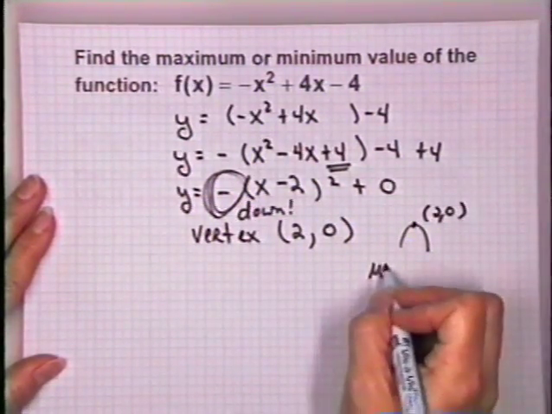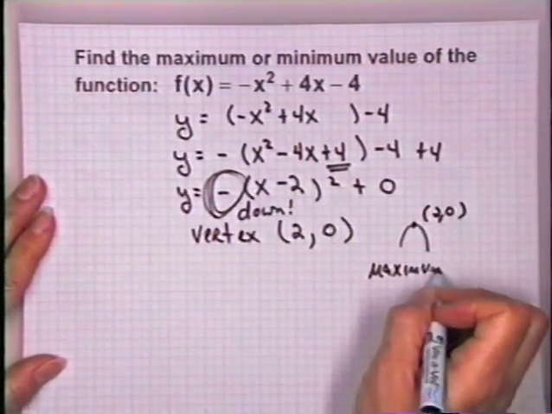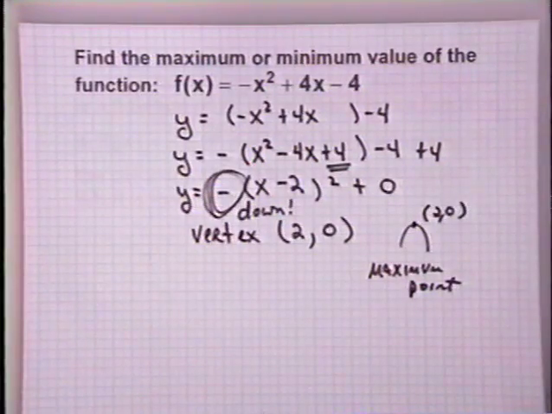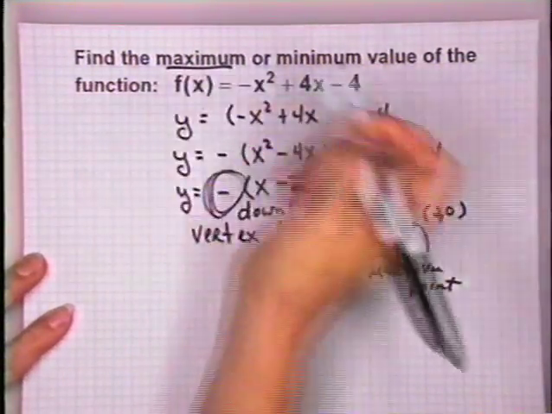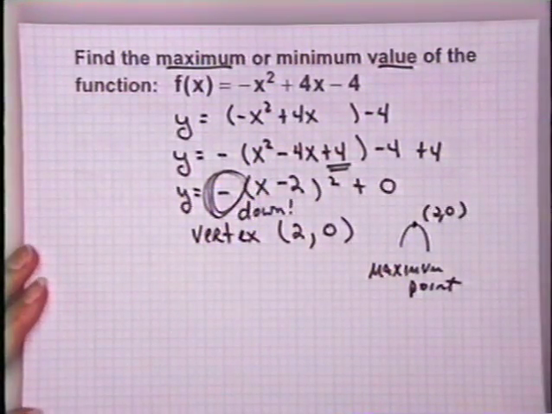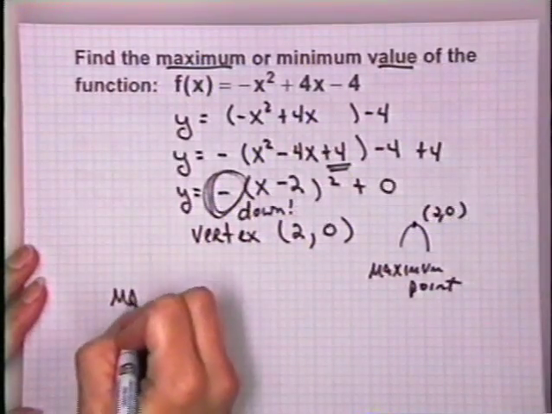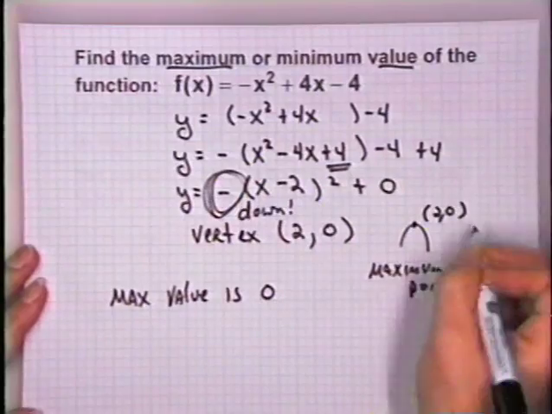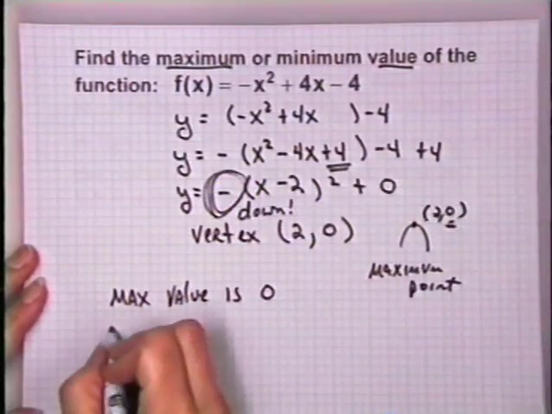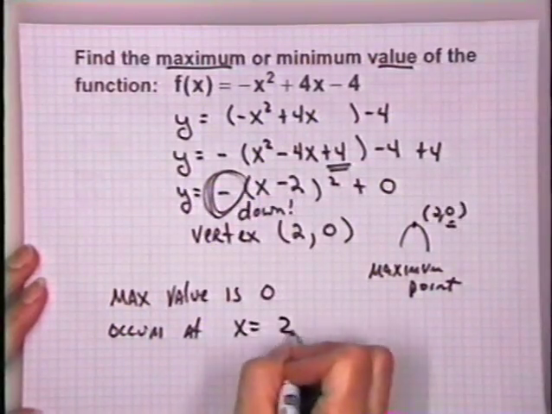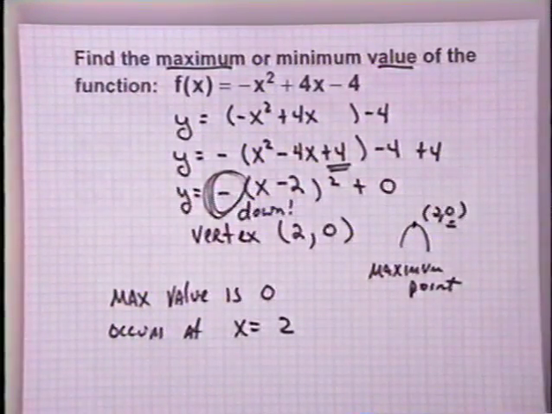Now that means this time I have what we call a maximum point on that parabola because that's a high point. It's the biggest point. So I have a maximum value. Now again, that value refers to what? The y value. So the maximum value of this function is 0. My y value is 0. This occurs at x equals 2. Okay?